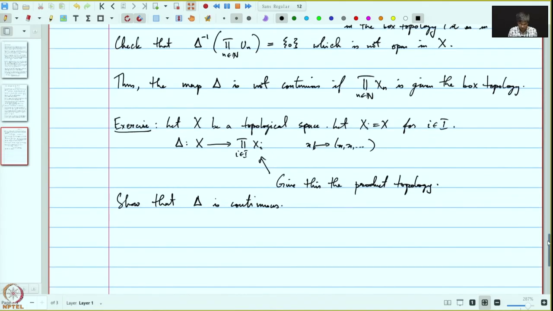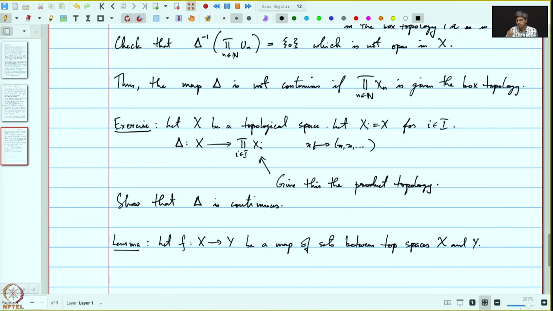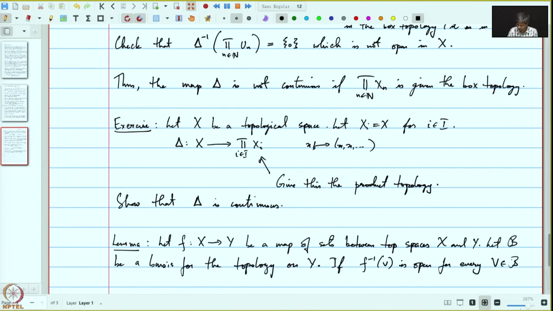In order to prove this exercise, we will need the following lemma, which we will prove in the next class, but you can try it if you want to. Let f from X to Y be a map of sets between topological spaces X and Y. Let B be a basis for the topology on Y. If f inverse of V is open for every V in B, then f is continuous. Okay, we will stop here.